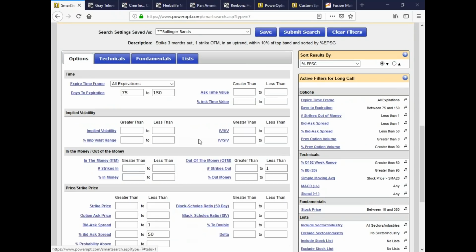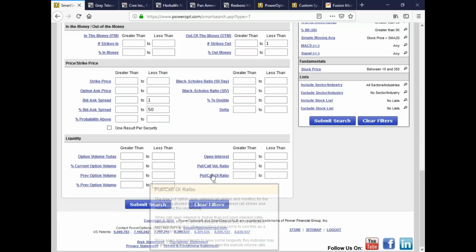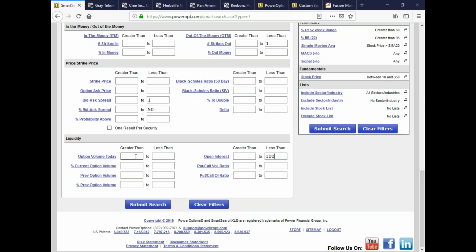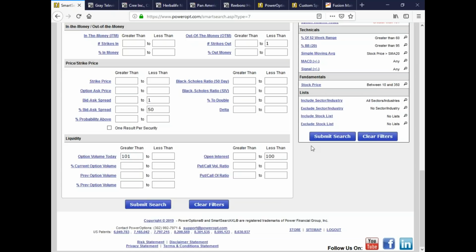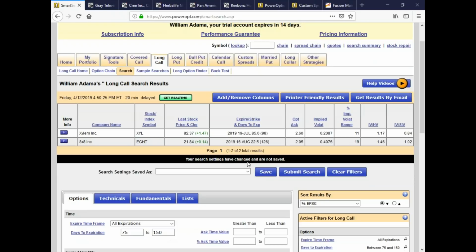So yeah, I don't have a filter for option volume to open interest, just the put-call volume ratio and the put-call open interest ratio. I'm caught off guard here, but I think Ernie suggested looking for something where the open interest is less than 100 and the volume is greater than maybe 101. Because if you want to see something with a relative open interest anyway, you could do it that way.